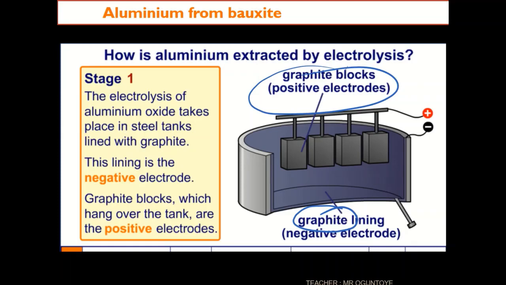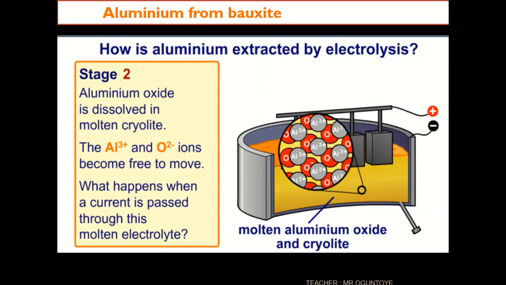That's the first thing to recognize. The positive electrode is made up of graphite blocks, which hang over the tank, and of course the negative electrode is also made up of graphite lining, but the tank itself is made out of steel.